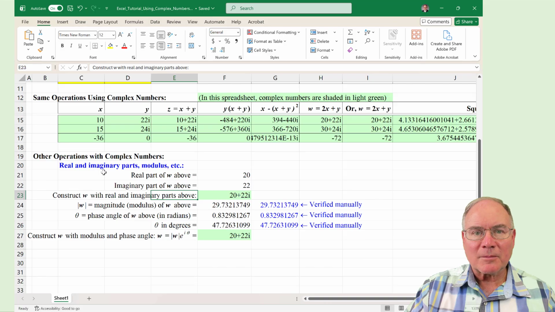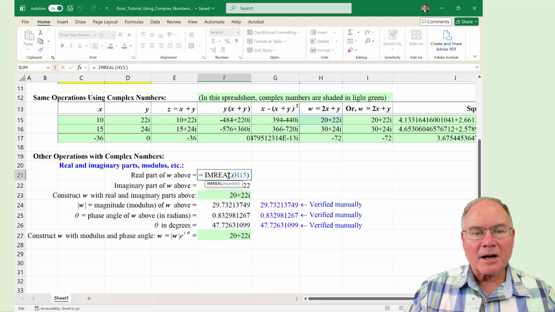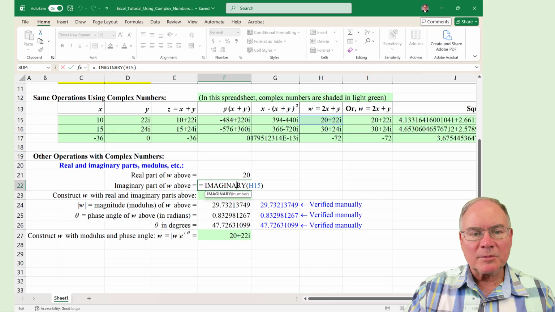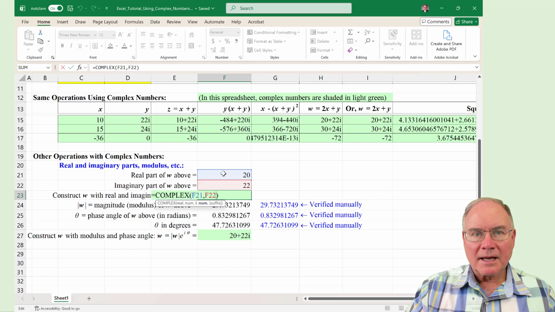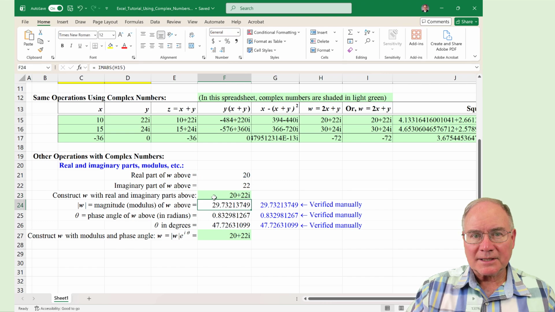I'll quickly show you some other operations with complex numbers. For example, the real part of w is IMREAL of w, which is this cell, and the imaginary part of w. And note that this is a real number, so we have to combine the real and imaginary to get the actual z equal COMPLEX x, y. And I've highlighted all my complex numbers in green, and real numbers aren't highlighted.